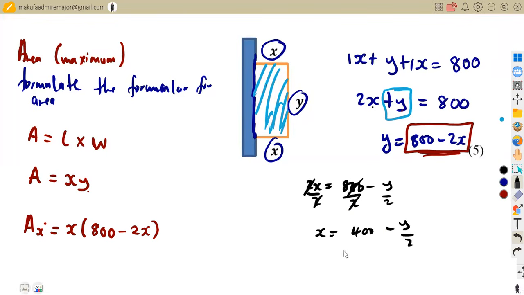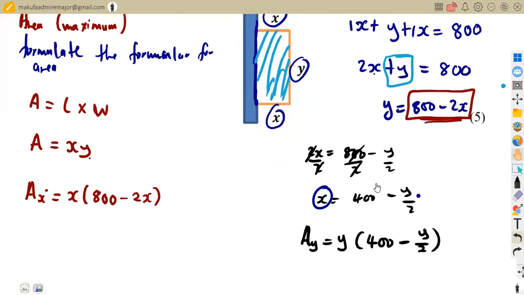We substitute in place of x, meaning to say your area remains in terms of y, because this x here is now replaced with an expression for y. So we are going to write our area in terms of y as y times x, our x, which is 400 minus y over 2, like this. Still, you are going to obtain the same result. This time you're working with y. So that is what I'm simply saying, that you choose the part to make the subject.